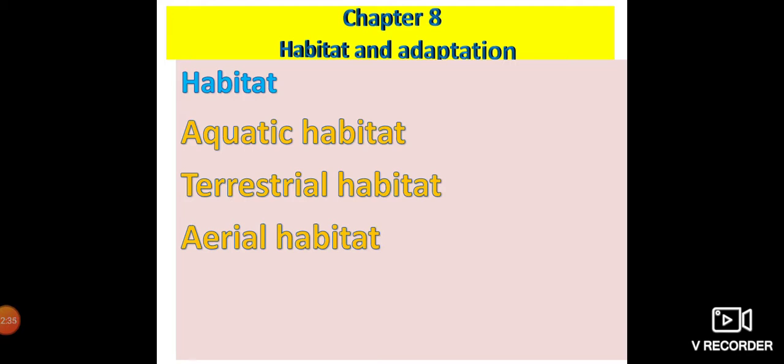Polar habitat means the polar regions. Here the temperature is extremely cold, and the whole year the land is covered with snow. Examples: reindeer, penguin, polar bears, etc. Then forest and grasslands, where huge varieties of plants and animals are seen. And aerial habitat means the air, and the organisms which can live in the aerial habitat are different types of birds, bats, insects, butterflies, etc.